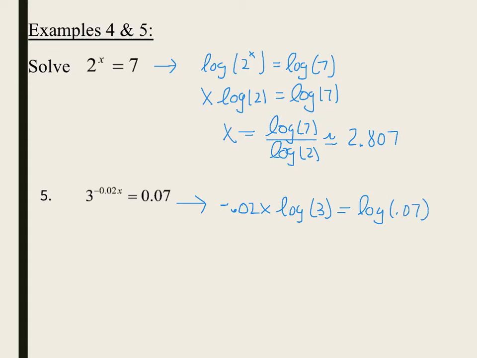And now we're solving for x. So x is just equal to the log of 0.07 divided by a negative 0.02 times log of 3. Now, of course, if we have our calculator, we can find out what this number is. And I think it's 121.028.